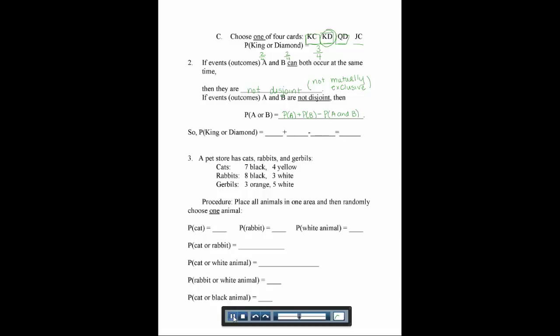So if we look back up and we use our rule for the problem about the king or diamonds card, well, how many kings did we have? We had 2 out of 4. And how many diamonds did we have? Well, we had 2 out of 4. And then we're going to subtract how many were kings and diamonds. And that was one of the cards, so minus 1 out of 4. So here we get the correct answer of 2 plus 2 is 4, minus 1, we get 3/4.